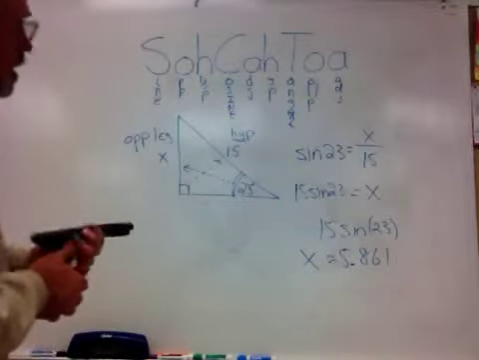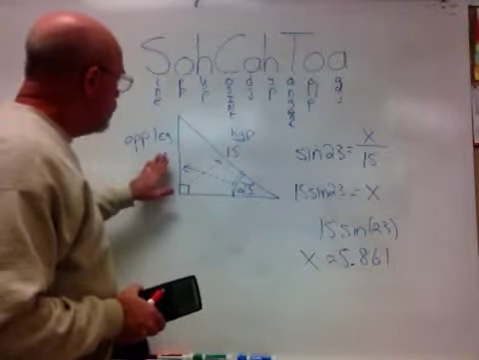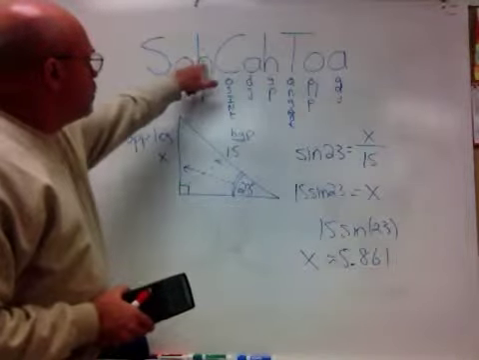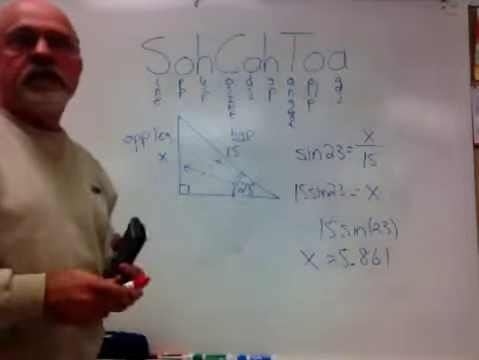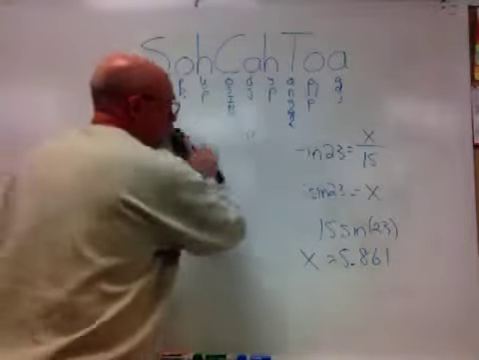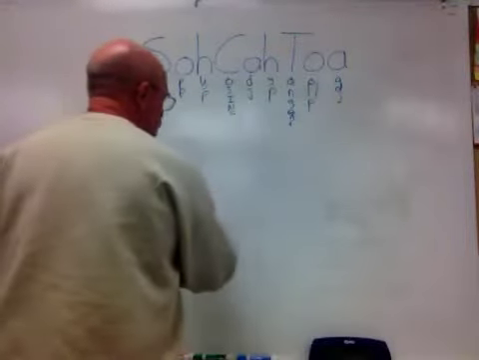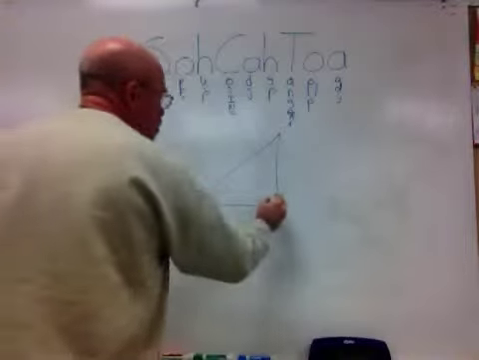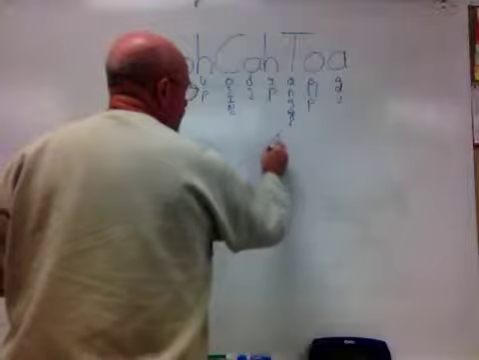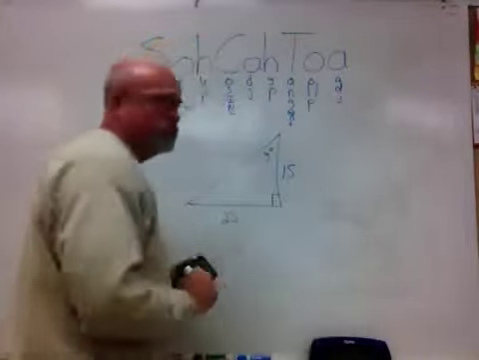Okay, so in this example we use sine because we wanted the opposite leg, and we had the hypotenuse, and opposite over hypotenuse is the sine ratio. Okay, one more example. This time we'll have a right triangle again. I will want to know what that angle is, given that this is 22 and this is 15.